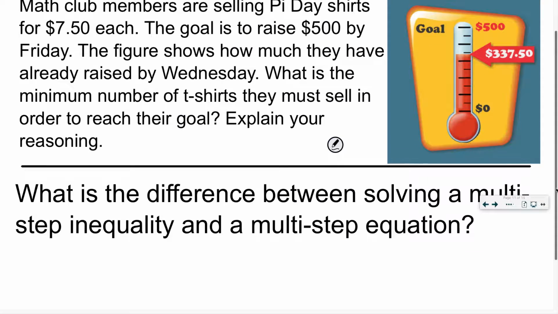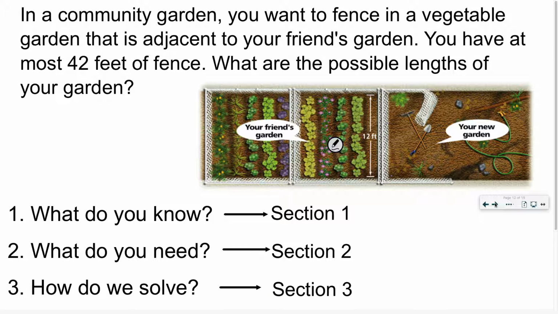How would you explain the difference between a multi-step inequality and a multi-step equation? What's the difference between solving that multi-step equation and that multi-step inequality? Almost nothing, except the one rule of having to change your sign. As of right now, there really hasn't been a difference. The difference would come into play just like what we talked about yesterday, when we multiply or divide by a negative. So now we're going to take this word problem and build an equation together.